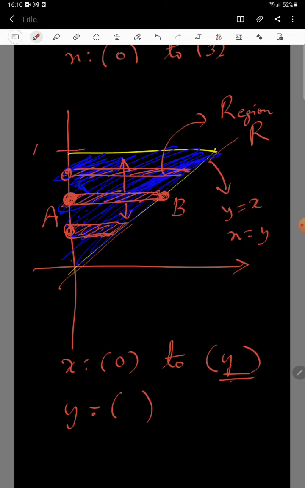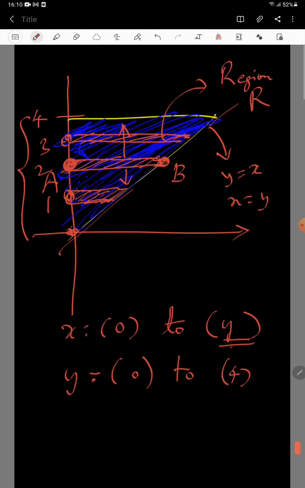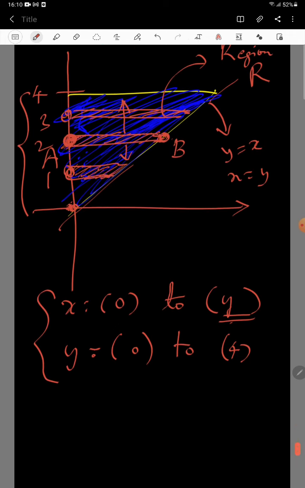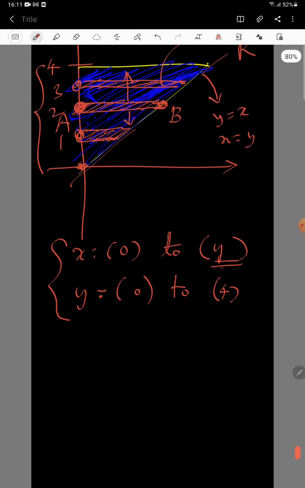And y is starting at, what is the value of y here? For example, I am taking 4. So if it is 0, 1, 2, 3, 4 like this, y will be starting at 0 and ending at 4. So 0 to 4. I hope you understood. So this region is written this way. That same region can also be written in another way.